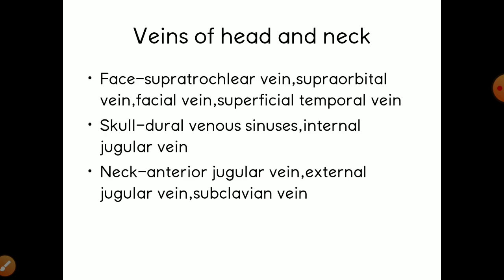Coming to the veins of head and neck. Veins of face. The external facial veins accompany the arteries of the face and they anastomose freely. They are supratrochlear vein, supraorbital vein, facial vein, superficial temporal vein.